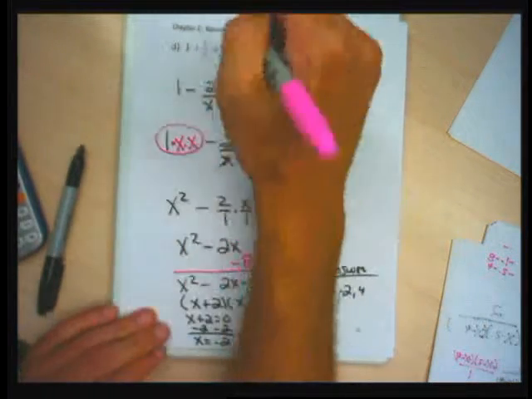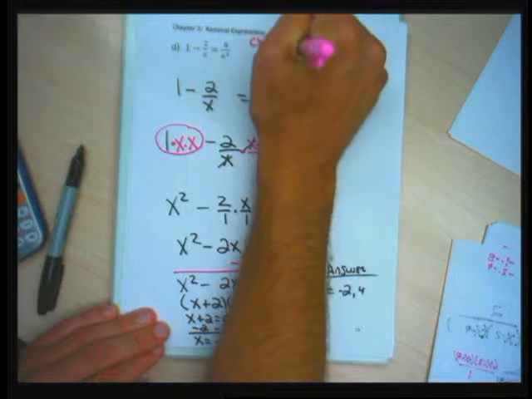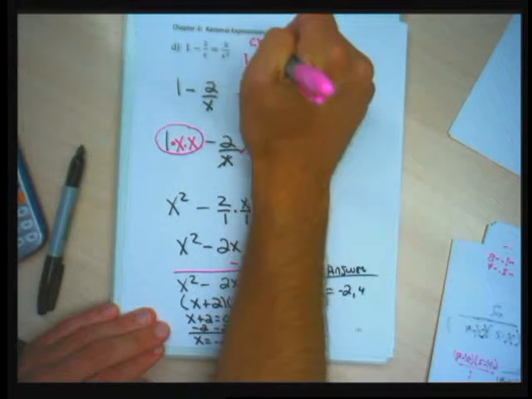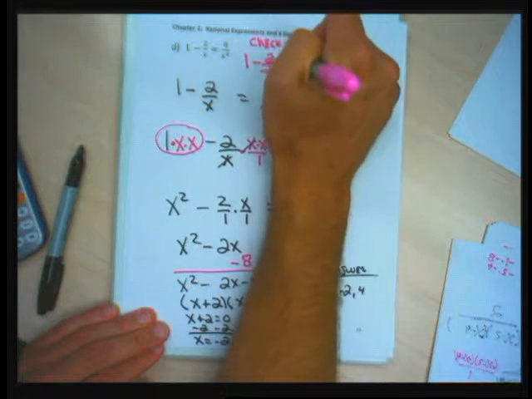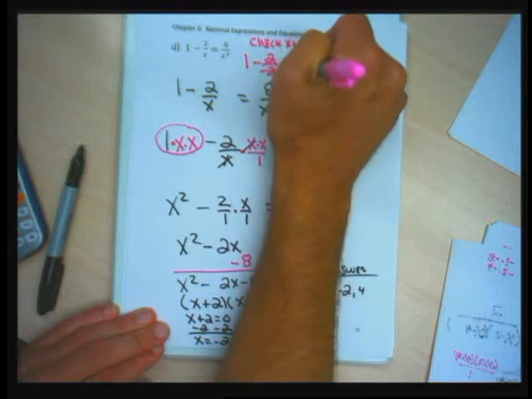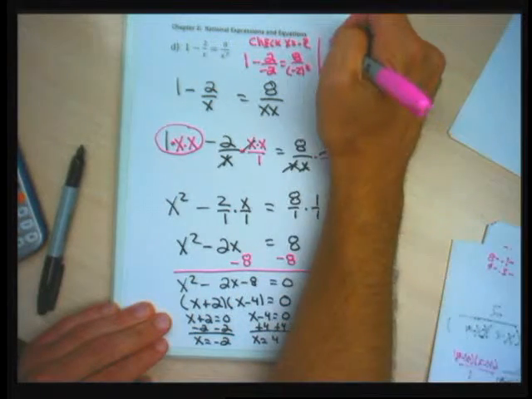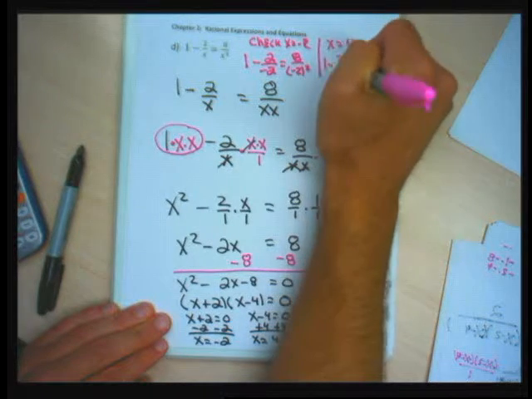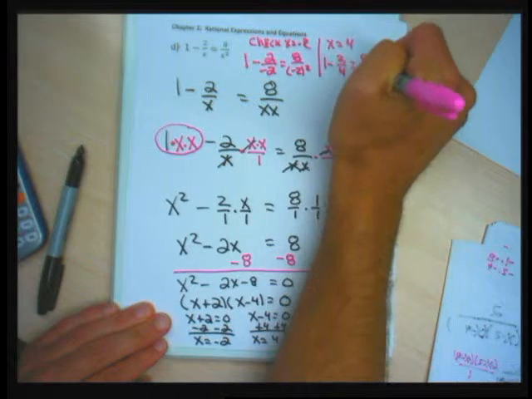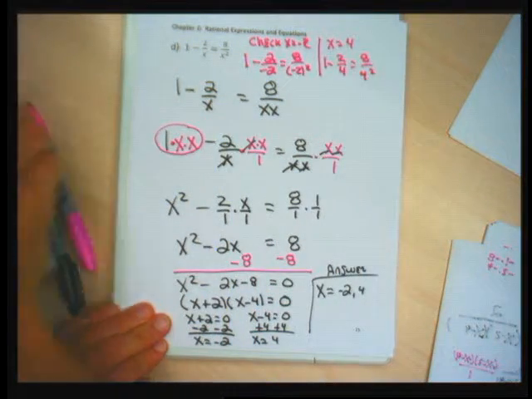For the -2, I'm going to go 1 minus 2 over -2 and see if that equals 8 over -2 squared. For the x equal to 4, I'm going to go 1 minus 2 over 4, see if that equals 8 over 4 squared. So I need to do each side separately.